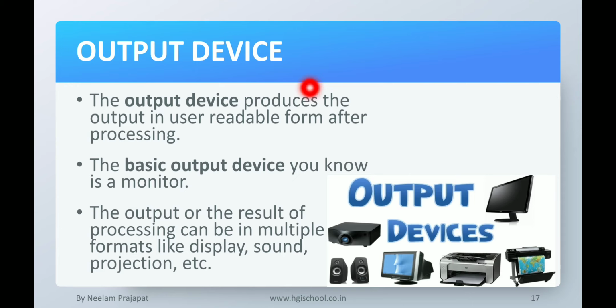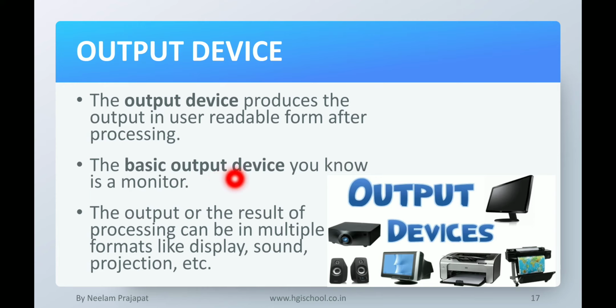Now output devices. We have studied input devices. Now it is the third type of device which is connected with the CPU. I told you about storage devices earlier. Just now we have studied input devices, and now we will study output devices. The output device produces the output in user readable form after processing it.